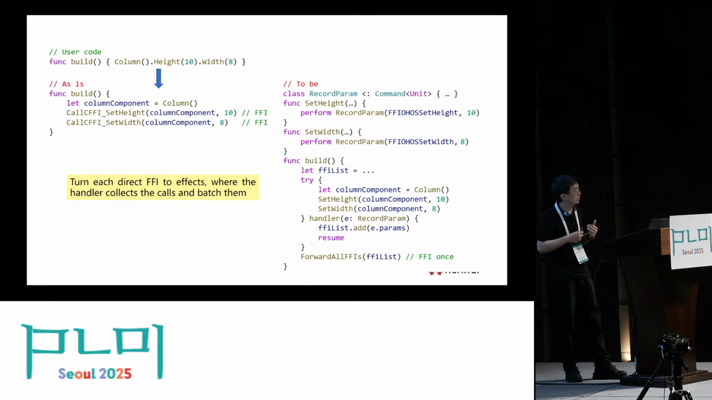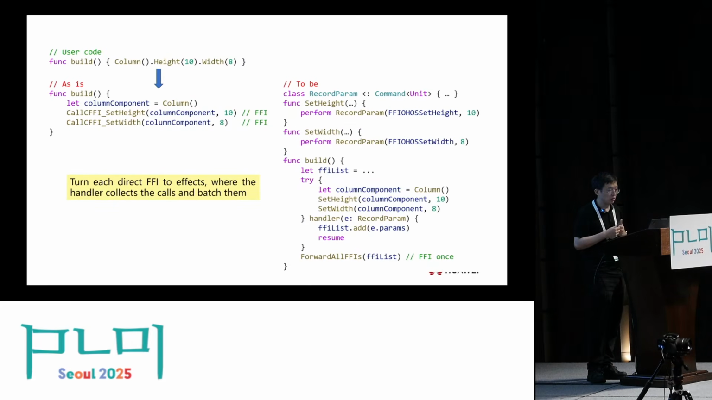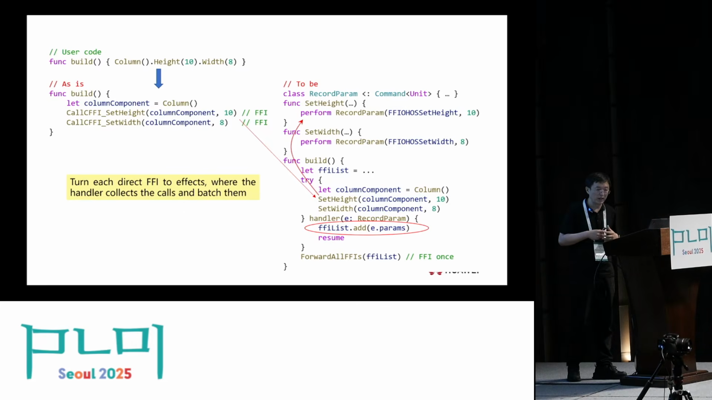So the idea is that in our original implementation, we do the foreign function calls directly, but now they are just effects. Then in our handler, we collect all these function references and arguments and put them in this list. And then after all the function calls are collected, we forward them to the C++ side.